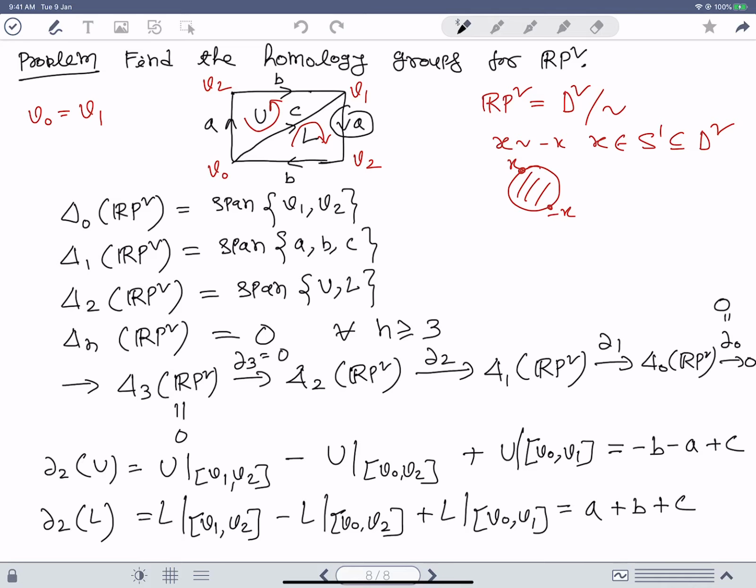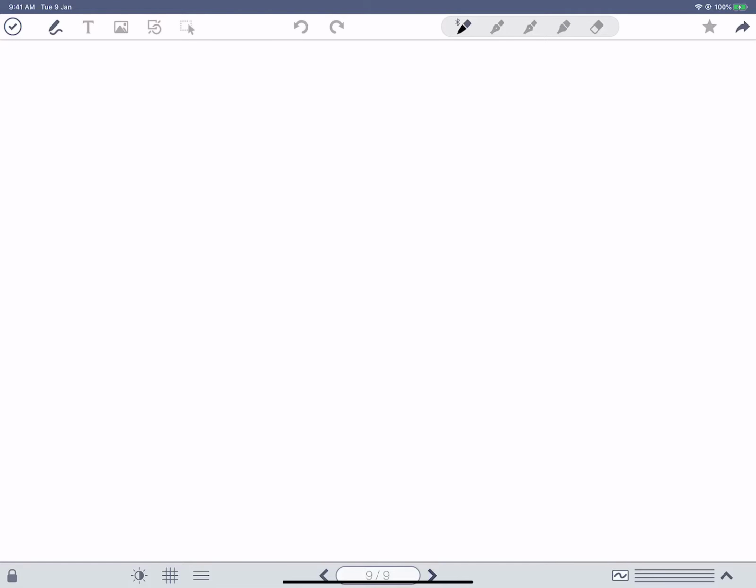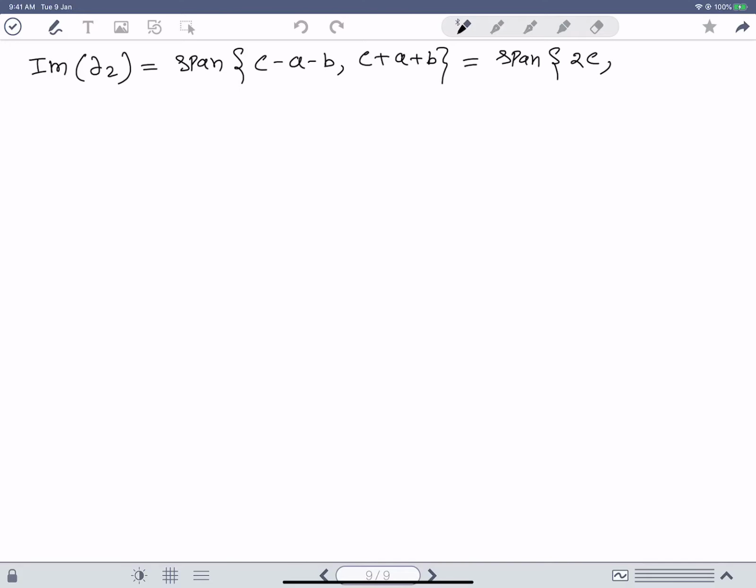Okay, so these are the images of u and L. Therefore we can write, first of all, image of ∂2 equal to span of c minus a minus b and c plus a plus b. Now if we add the first two terms, then we can write it as 2c comma a plus b plus c.